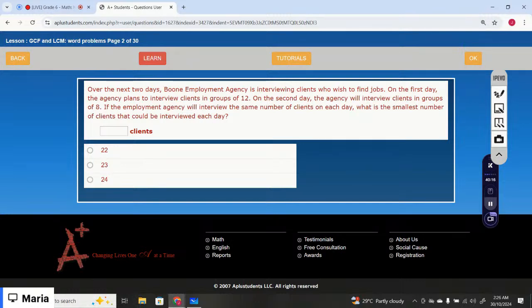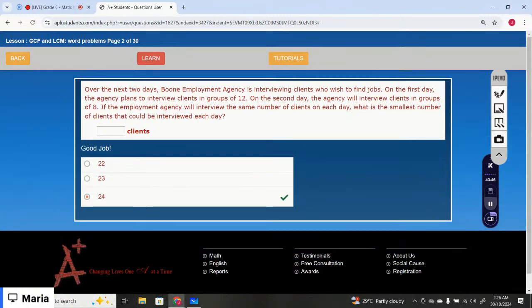Over the next 2 days, Boone Employment Agency is interviewing clients who wish to find jobs. On the first day, the agency plans to interview clients in groups of 12. On the second day, the agency will interview clients in groups of 8. If the employment agency will interview the same number of clients on each day, what is the smallest? So, again, you have to find the smallest number, right? So, we just did the multiples of 8 and 12. So, the common multiple is 24. Option number 3 is the correct option.